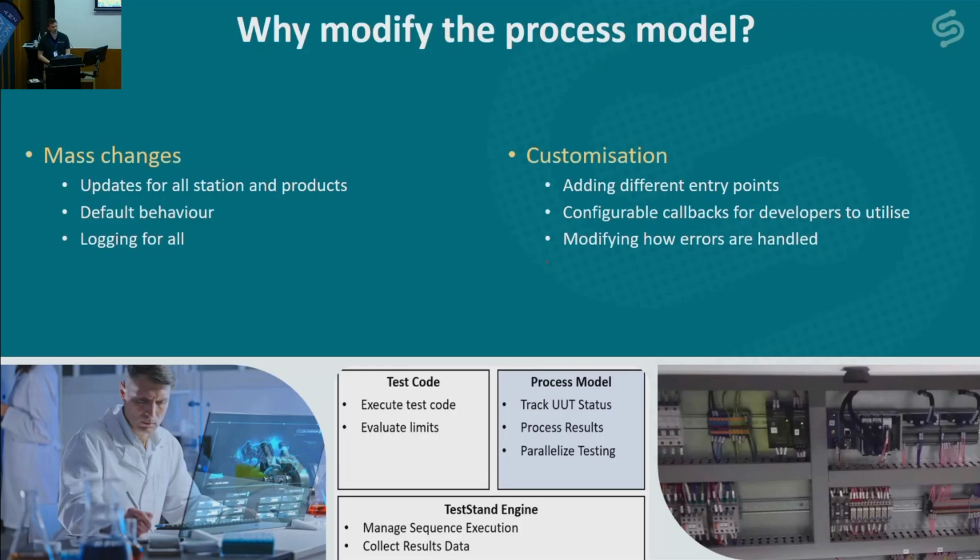You could also modify the way that the operator interacts with the test system by adding in different execution entry points depending on your testing. And then there are also configurable callbacks that you can put in where your developers can override the behavior of the process model for their specific needs, for whatever they're testing. And of course, you can modify error handling as well, which we're not going to touch on too much today.